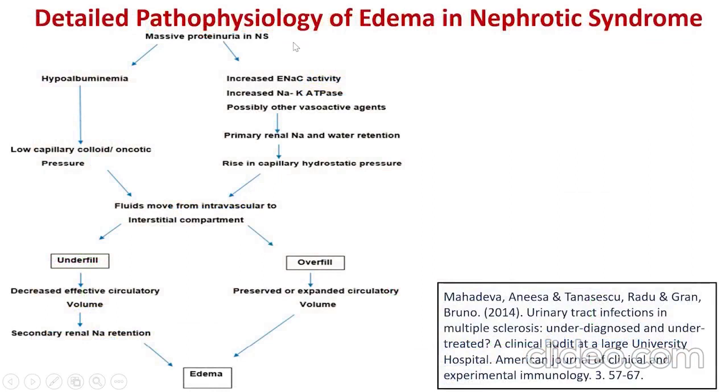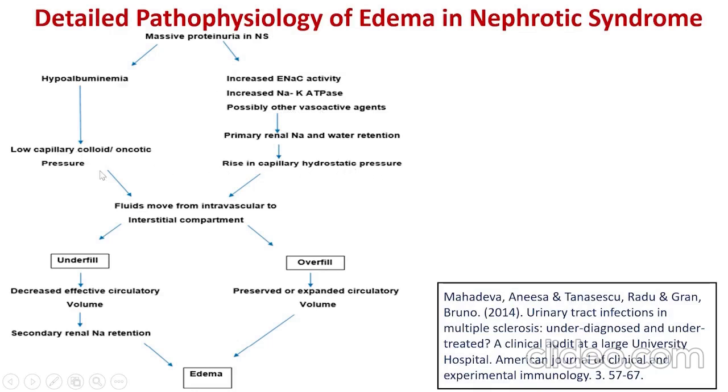As we said, in nephrotic syndrome there is massive proteinuria. This leads to hypoalbuminemia and decreased oncotic pressure, and it also leads to an increase in enzyme activity, for example, increased sodium-potassium ATPase, and possibly other vasoactive agents, which leads to primary renal sodium and water retention and an increase in capillary hydrostatic pressure.